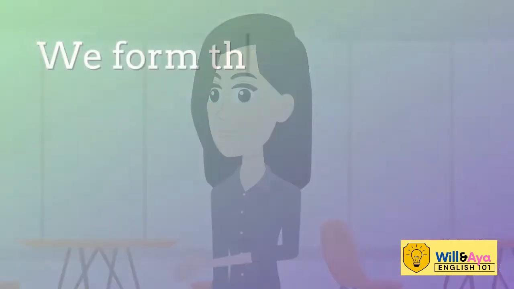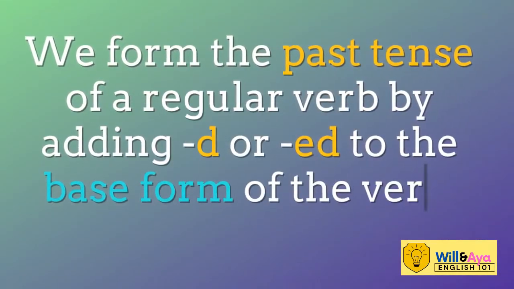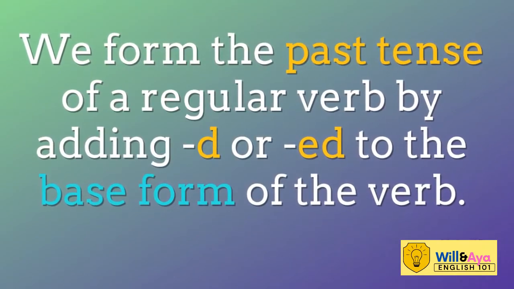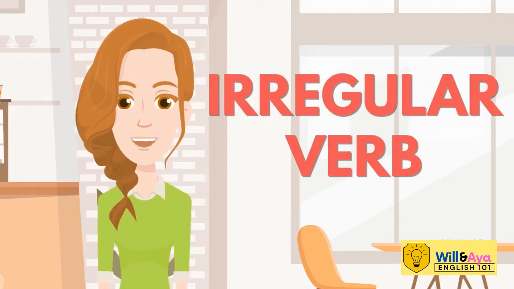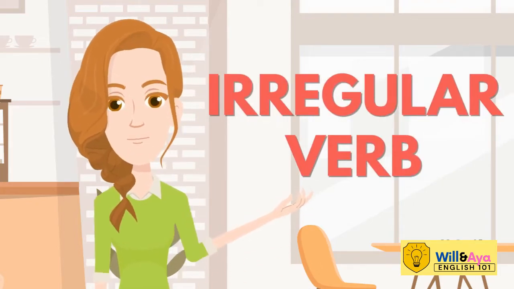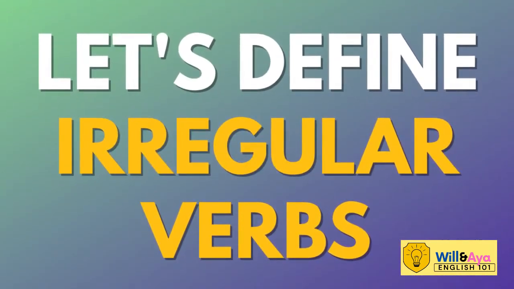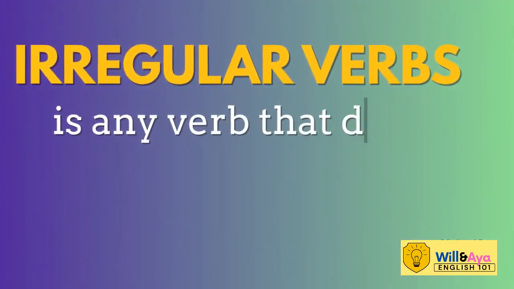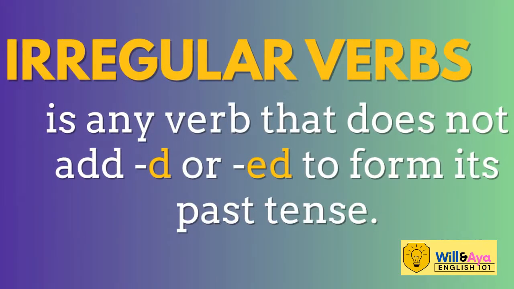So, we form the past tense of a regular verb by simply adding d or ed to the end of the base form of the verb. This time, we will learn about forming the past tense of an irregular verb. Let's define, first, irregular verbs. Thanks, Molly. An irregular verb is any verb that does not add d or ed to form its past tense.